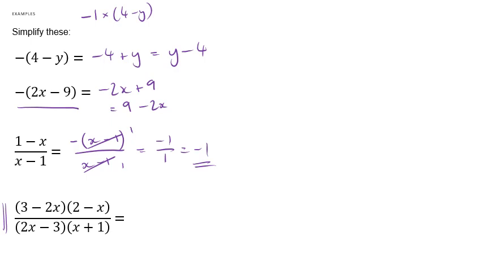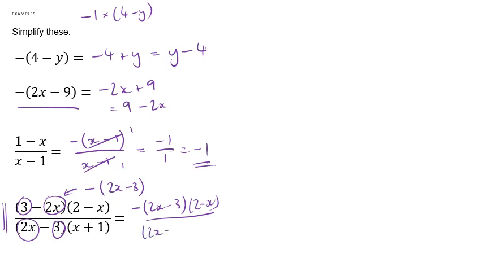In this example here, we've got double brackets, top and base. We need to look for the same terms in both. So here we've got a 3 and a 3, we've got 2x and 2x, but we can see the signs of these have been changed. So on top here, this is the same as minus 1 times 2x minus 3. So writing this out in our fraction, and then we can divide top and bottom by 2x take away 3.